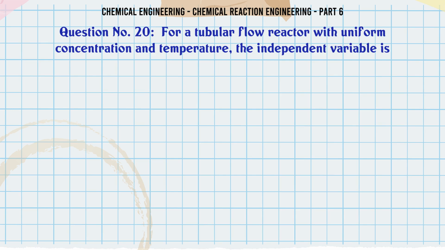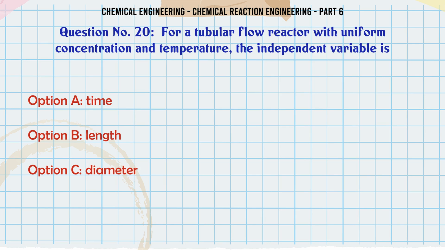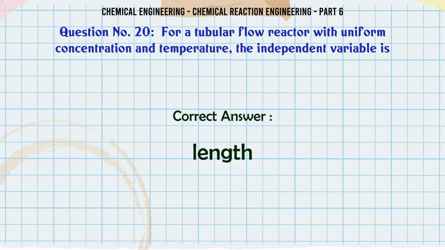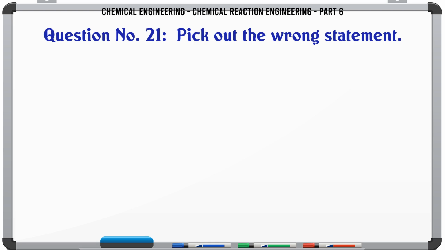For a tubular flow reactor with uniform concentration and temperature, the independent variable is A. Time, B. Length, C. Diameter, D. None of these. The correct answer is length. Pick out the wrong statement. A.